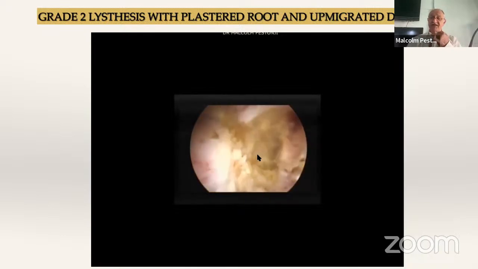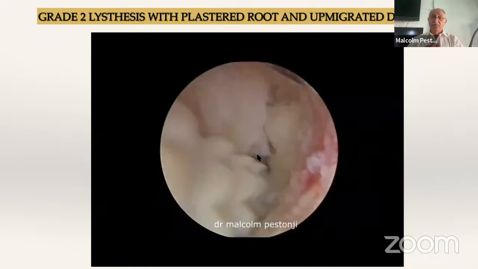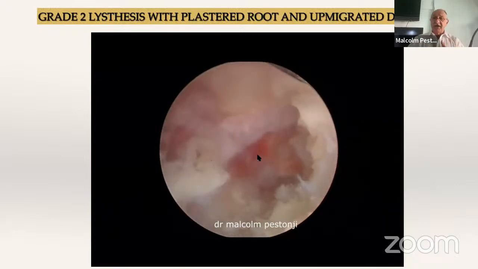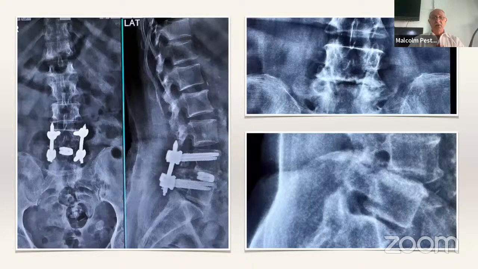So I've secured a plastered root, shifted it away, put in a cage, removed the up-migrated fragments, and done a fusion. I think that is a comprehensible way of saying that I can do a good job.